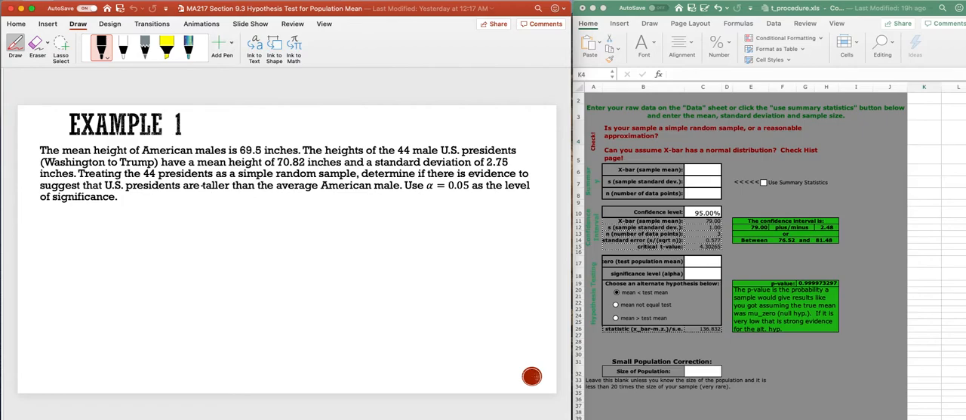Treating the 44 presidents as a simple random sample, determine if there is evidence to suggest that U.S. presidents are taller than the average American male. Use alpha equal to 0.05 as the level of significance.